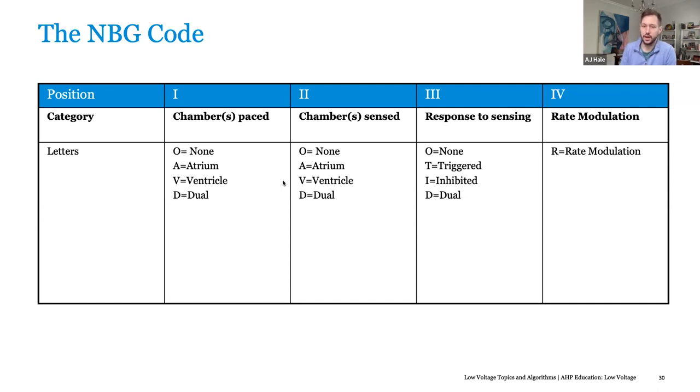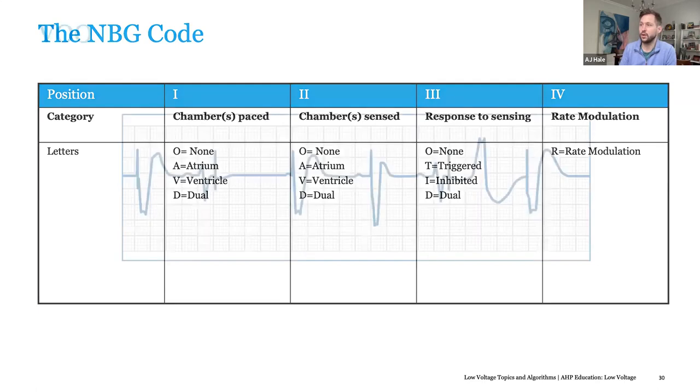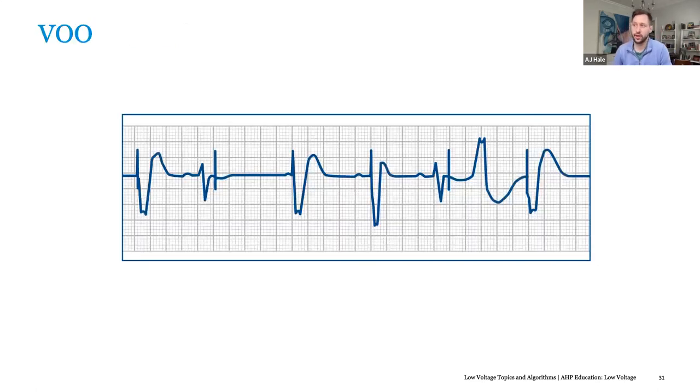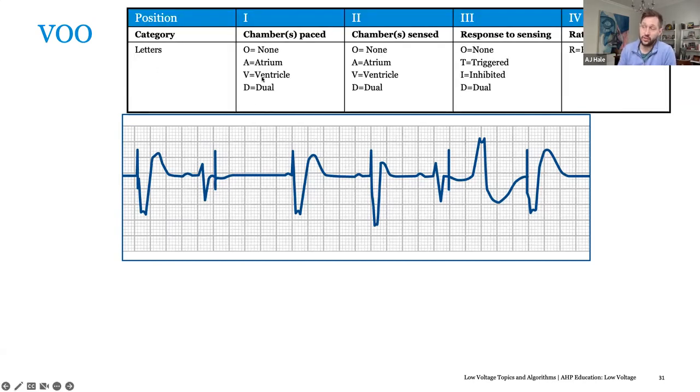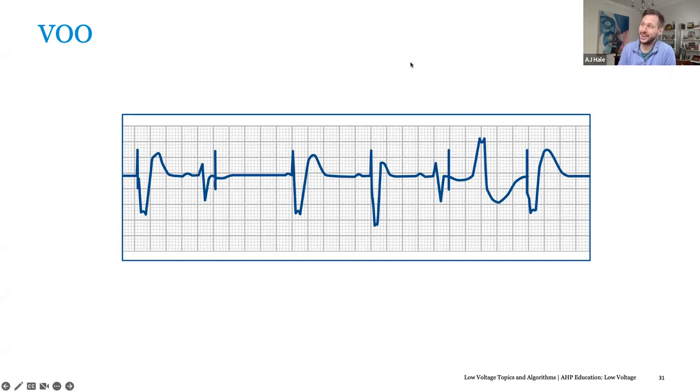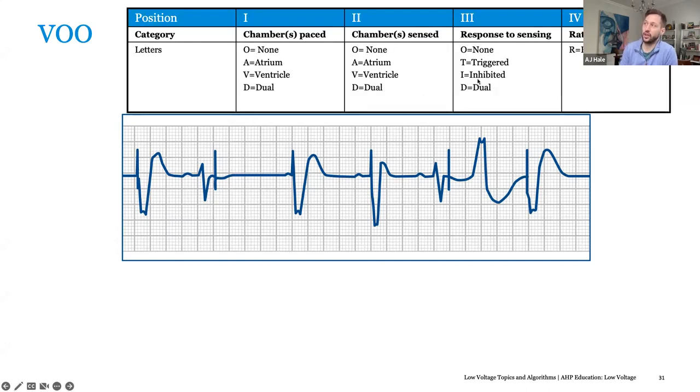So let's move along. The simplest one you'll probably ever come across is a VOO device. It paces in the ventricle only, senses in the ventricle none of the time, and doesn't respond to any sensing because there's nothing to respond to. Basically, the device is completely blind and just paces at a steady rate.